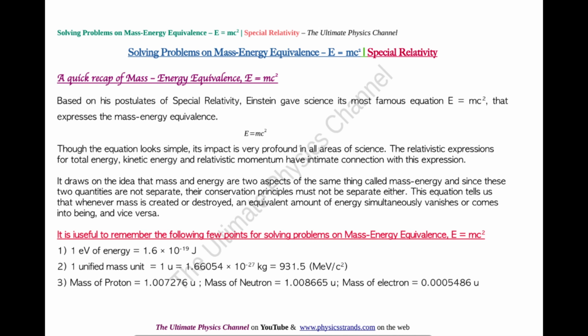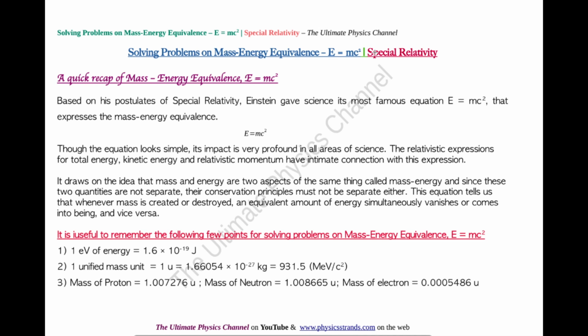That is the idea of mass energy equivalence, and it is useful to remember the following few points for solving problems on mass energy equivalence. E is equal to mc squared. First, the unit conversion between the electron volt unit and the joules unit: 1 electron volt of energy corresponds to 1.6 times 10 power minus 19 joules.